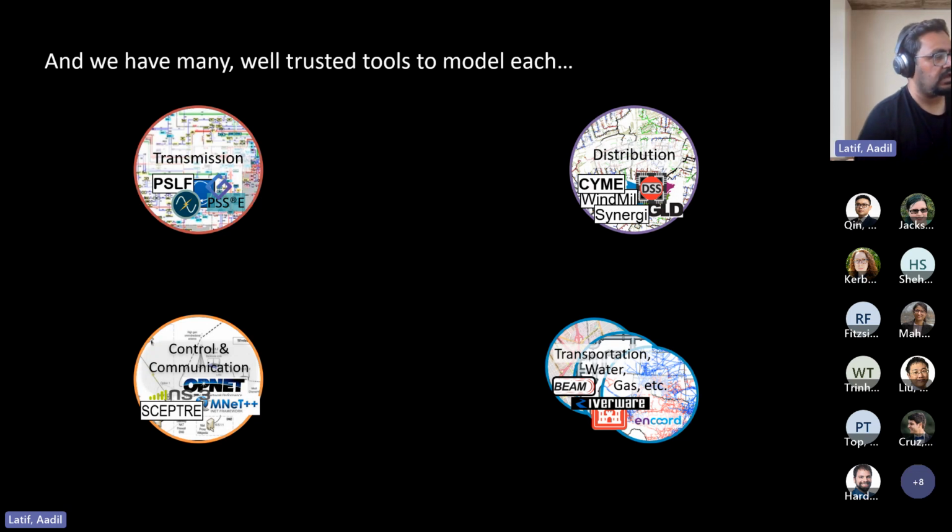Now, each of these tools is well trusted, right? For example, PSLF, the original code was written in the 1970s. Same is true for PSSE as well. So a lot of these tools have been developed over a very long period of time. They've been thoroughly tested, which means that the community really has a lot of trust in these tools. So the results that are simulated, right?